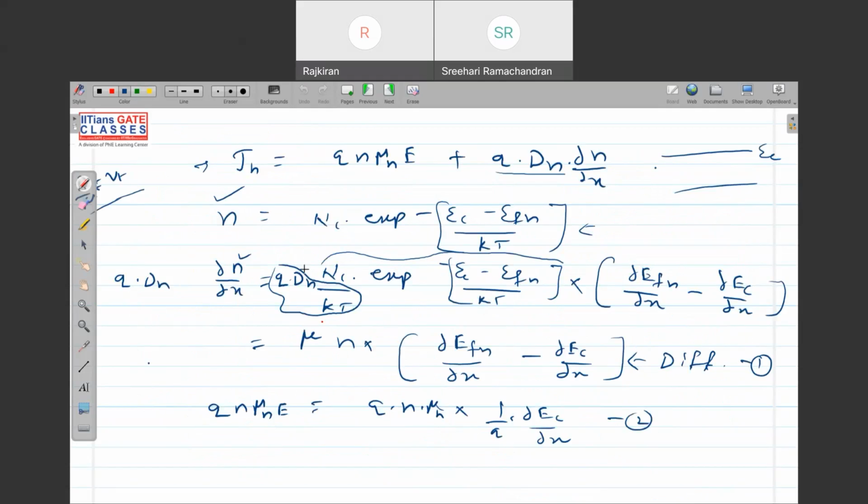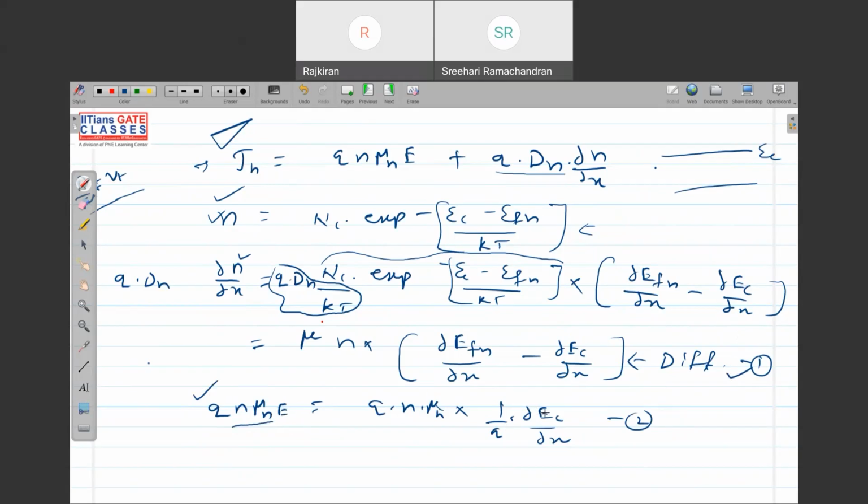Also, we were trying to derive a compact representation of the transport equation. There we discussed that the concentration of electron is Nc exponential of minus (Ec minus EFn) by kT. Then if you take the derivative, we get this equation, and this equation one was clear to you last class. We have just taken the derivative.